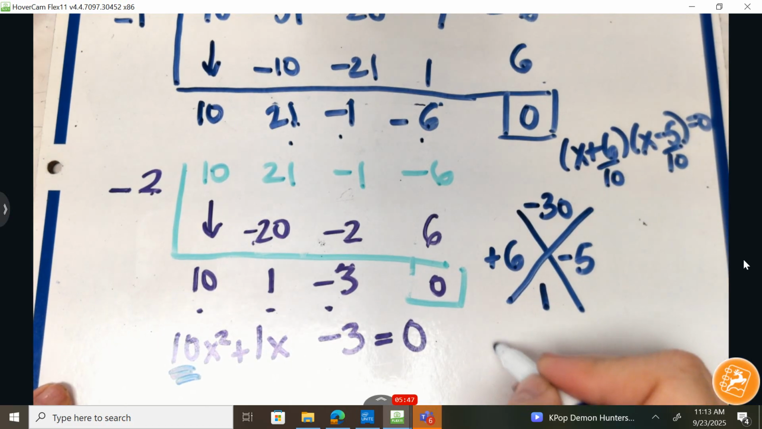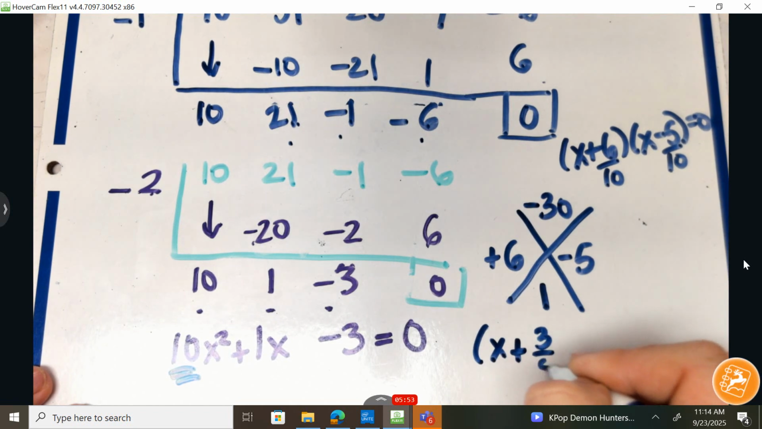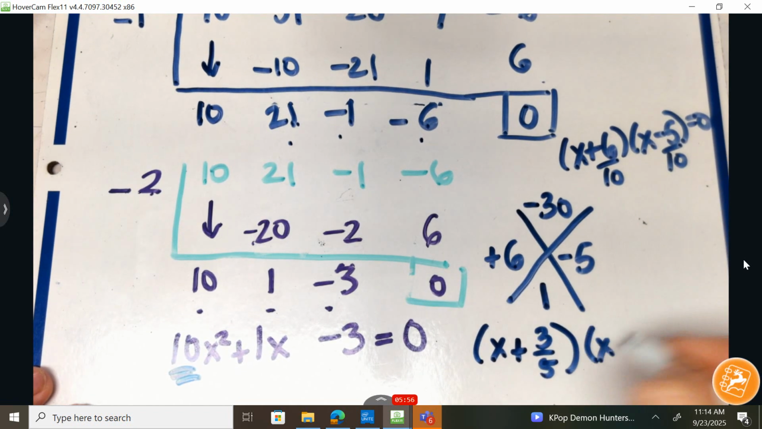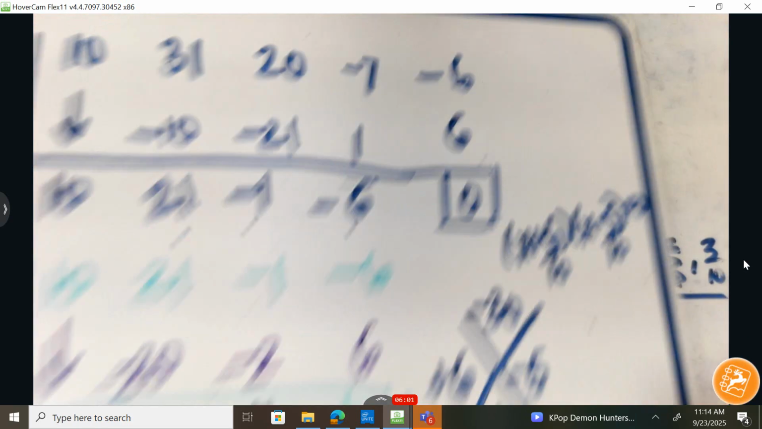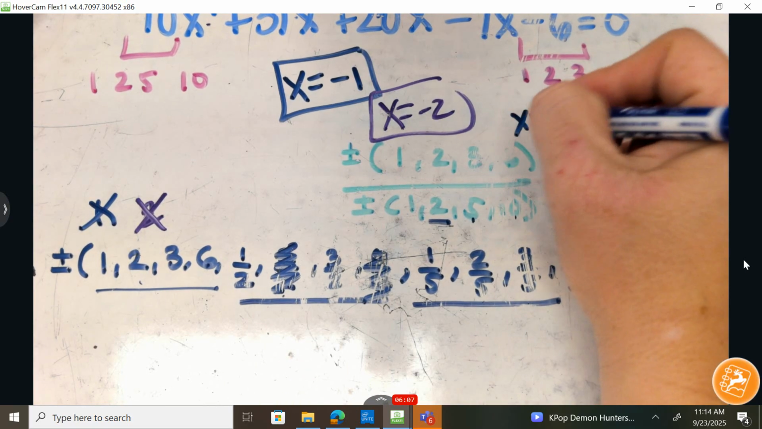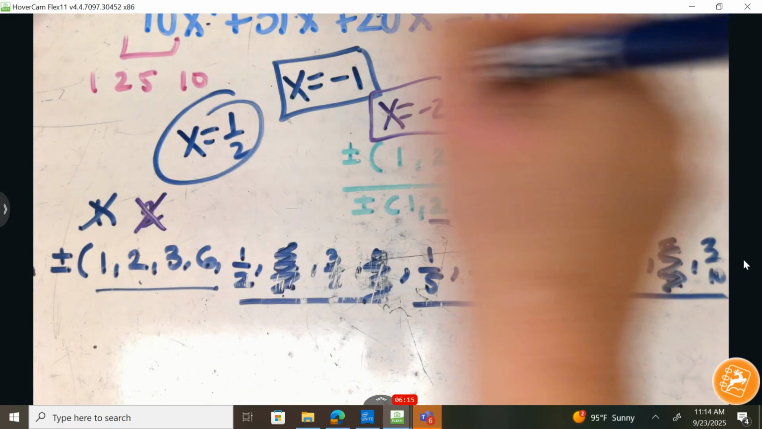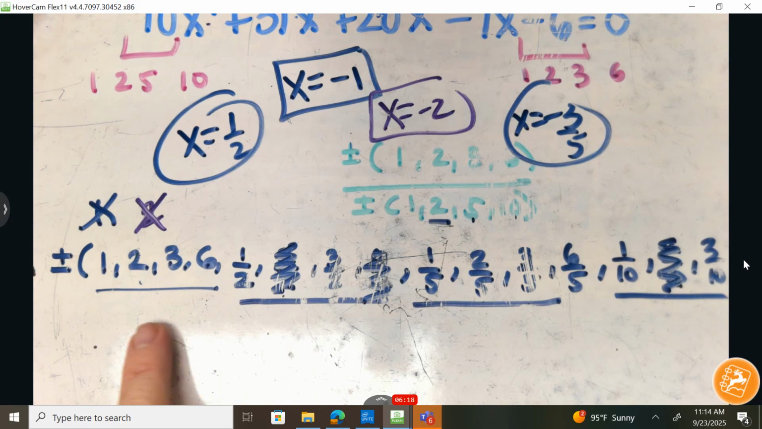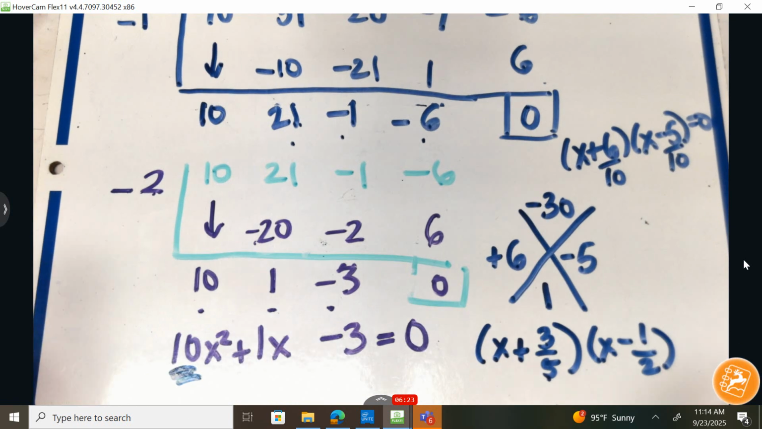So I'm going to come down here and simplify this. 6 over 10 reduces by dividing by 2 and dividing by 2. 5 over 10 reduces by dividing by 5, dividing by 5. Now look, negative 3/5 is one of our options. It was right here. So negative 3/5 is one of the options, and positive 1/2 is also one of the options. So when we come up with our solutions, always go back and look at your list of potential rational roots, and if it's not on this list, it means you made an arithmetic mistake, or maybe it was an algebraic mistake.